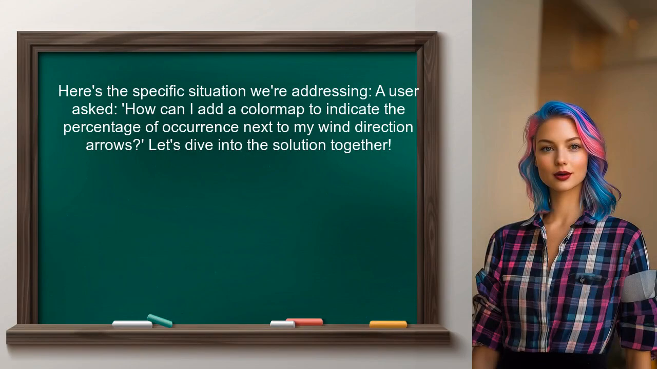Here's the specific situation we're addressing. A user recently asked, how can I add a color map to indicate the percentage of occurrence next to my wind direction arrows? This is a great question and one that many data enthusiasts face. Let's dive into the solution together.